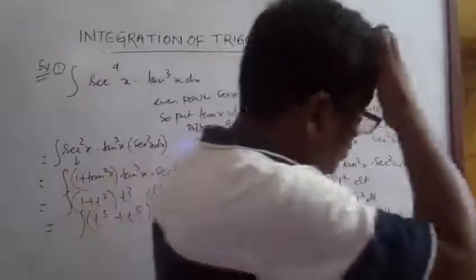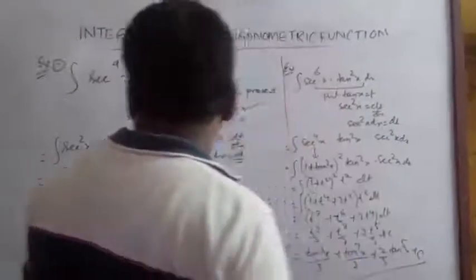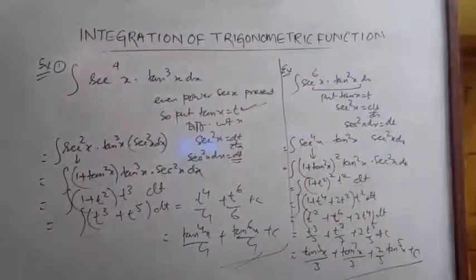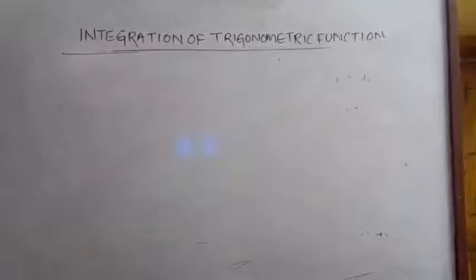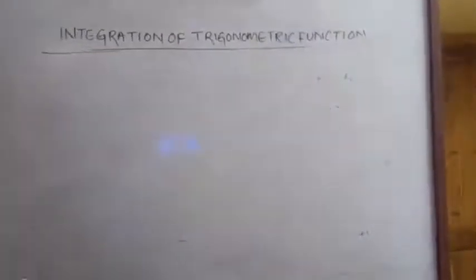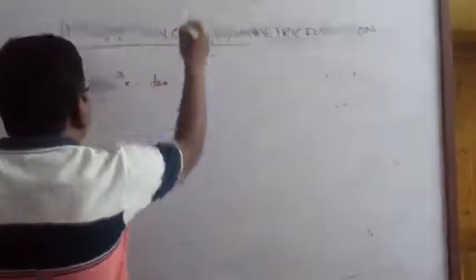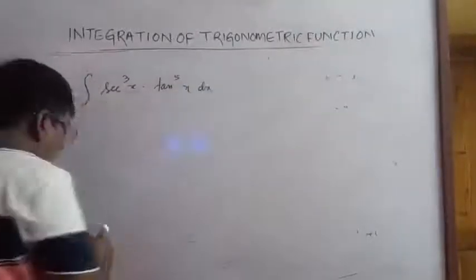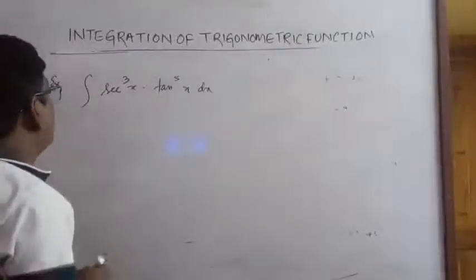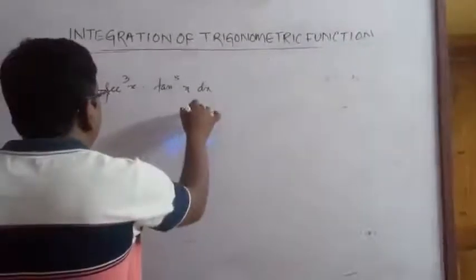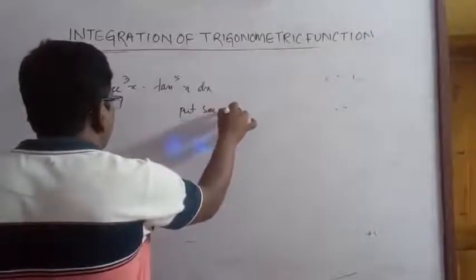Now another question based on odd power. Now the power of sec is odd and power of tan is odd. Both are odd. Integration example. Integration of sec x, suppose tan 5th x. Here both powers are odd. So put sec x equal to t.